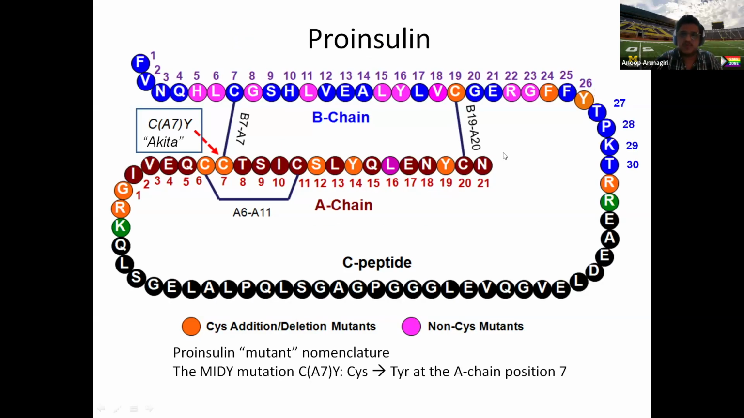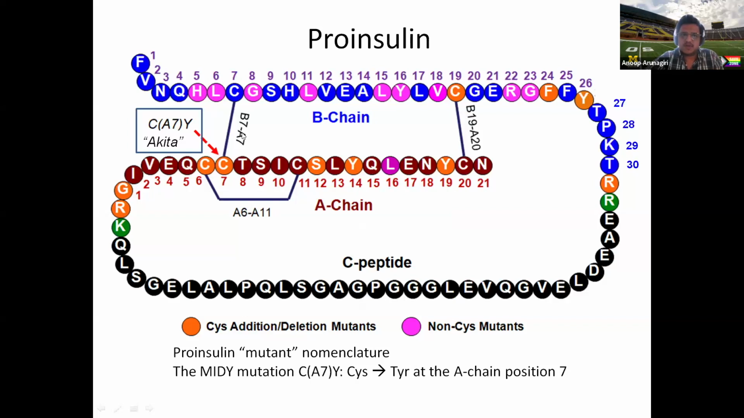Before getting into how the mutation leads to misfolding, I want to show you the overall distribution of these various mutants on the proinsulin structure. I'm not naming those mutations, I'm just giving a color code: either they are non-cysteine mutations or cysteine mutations. Cysteine mutations are obviously going to affect those disulfide bonds in proinsulin.